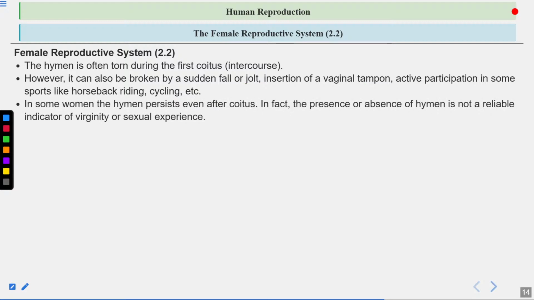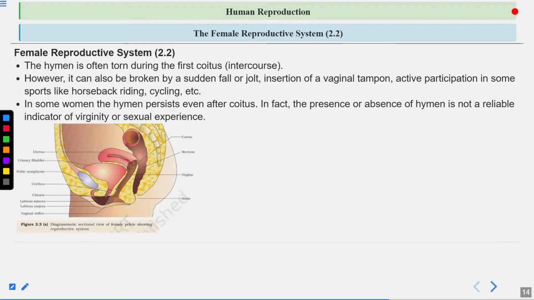In some women, the hymen persists even after coitus. In fact, the presence or absence of the hymen is not a reliable indicator of virginity or sexual experience. So the hymen can break down due to various reasons that we have listed here. Sometimes the hymen can persist even after sexual intercourse. So we can say the presence or absence of the hymen is not a reliable indicator of virginity or sexual experience. Okay, so again, we have discussed the female reproductive system here. We are talking about the external genitalia.